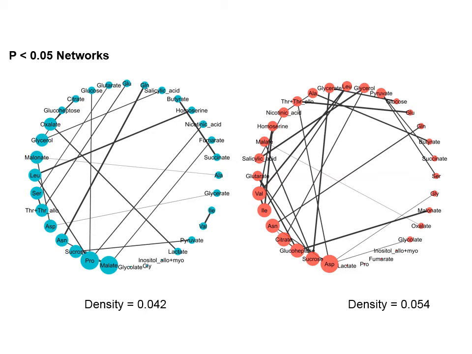So this is the same network, but in a different style. And you can see here, for example, the density of the network under virus, which is the red one, increased also. The density of the network here was 0.042 and here 0.054. So the density increased a little bit.